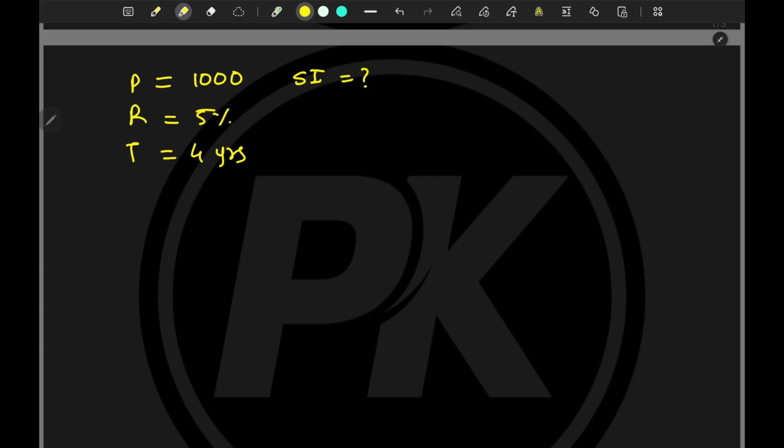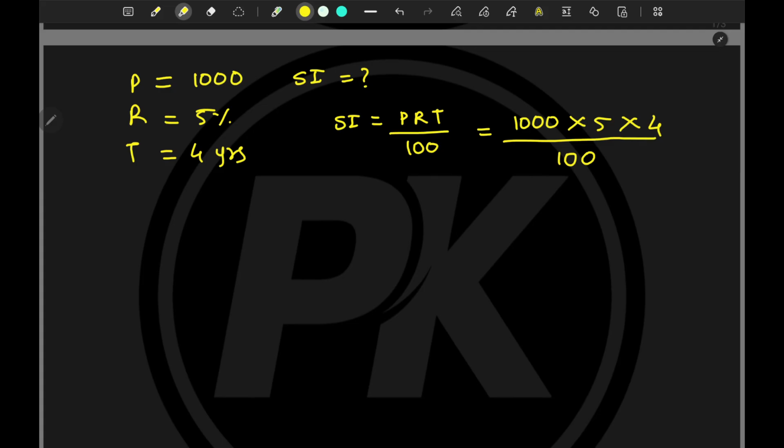Now in the traditional method, what will you do? Simple interest is equal to P R T divided by 100, right? Then you will put P, which is 1000, R, which should be in percentage, 5, and T, which is 4, divided by 100. And how much is the answer? These two zeros got cancelled, 5 times 4 is 20, so it is 200. So simple interest is 200.